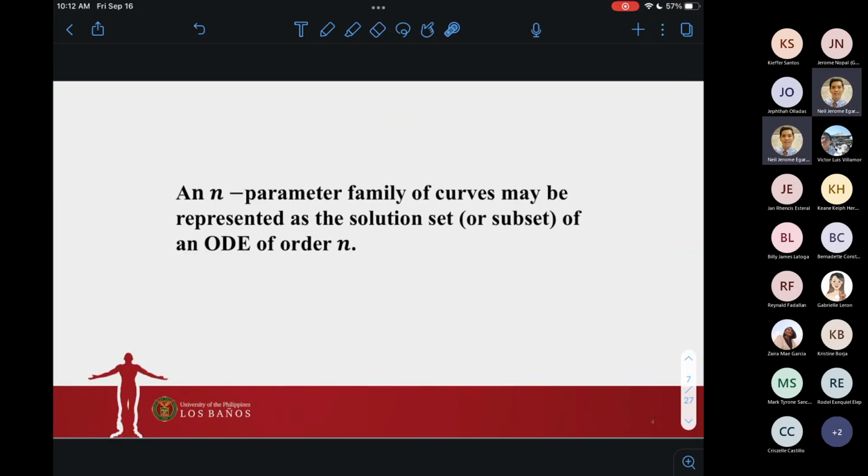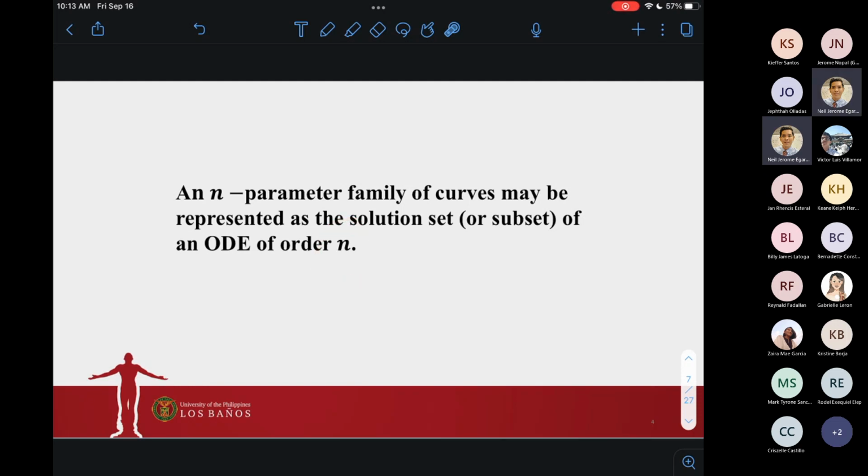So as a remark here, this is what I'm saying earlier, an n-parameter family of curves may be represented as the solution set or a subset of the solution set of an ODE of order n. So kung meron kang isang family of curves na merong n arbitrary constants, then that family might, all right, take note, ang ginagamit kong term ay might. That n-parameter family of curves might be represented by an ODE in the sense that that n-parameter family of curves is part of the solution set of that ODE of order n.